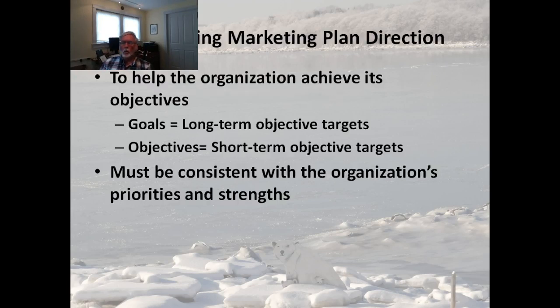So why do we need a marketing plan? Well, we need to know where we're going and how we're going to get there. So what are our goals, which are defined generally as long-term objective targets. And then objectives are short-term targets. Goals might be something that we expect to achieve in, say, 3 years or 5 years, whereas objectives are short-term ways to get there.